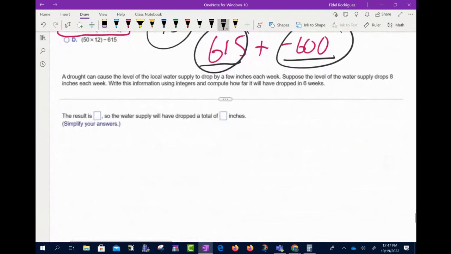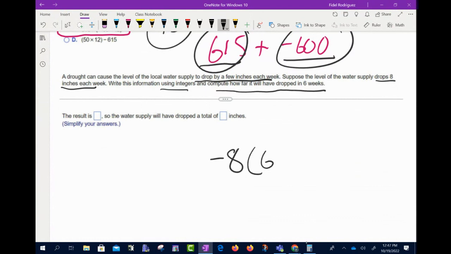So my next problem here, y'all, says a drought can cause the level of the local water supply to drop a few inches each week. Okay, so if it's dropping, y'all, that's going to tell me my number is going to be negative. It says, suppose the level of the water supply drops 8 inches every week. So the first thing I do, -8. It says, write this information using integers and compute how far it will have dropped in 6 weeks. So I'm going to take -8 times 6. That's going to give me a -48.